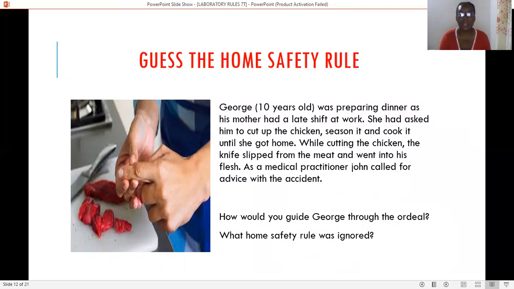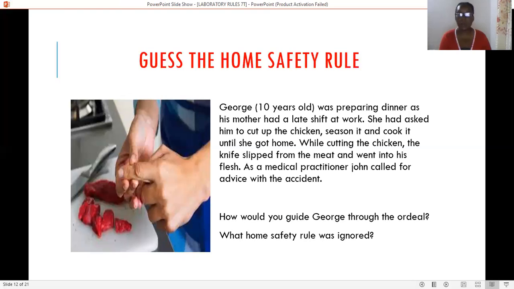As a medical practitioner, John called for advice with the accident. Now we have two questions to consider. One, how would you guide George through the ordeal? Two, what home safety rule was ignored? Now for the purpose of this video, you can actually pause it, think about the question, make your notes, but we're gonna actually go ahead to answer the question right now.